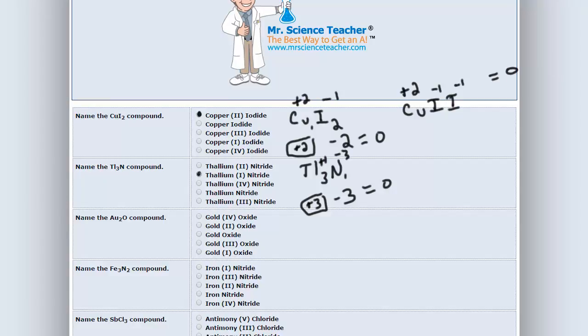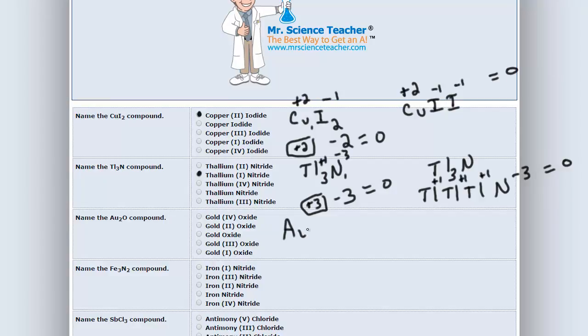Thallium 1 nitride. And again, we can go over here and say Tl3N. We have 3 of the thalliums and 1 of the nitrides. The nitride is a -3. We have to get to 0. That means each one of these must be a +1. So thallium 1 nitride.